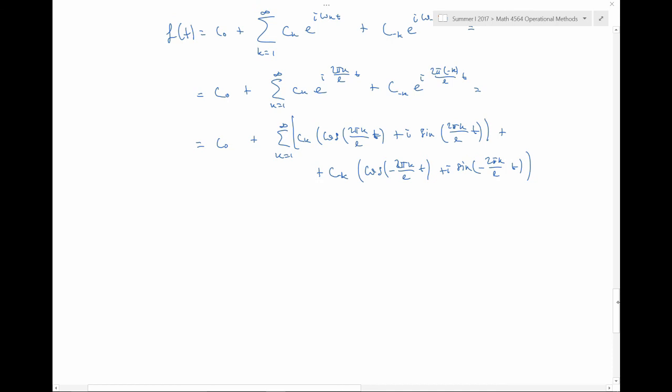Cosine is the even function and sine is the odd function, so I can write it as c naught plus the sum, k goes from 1 to infinity, and then for the cosine I have ck plus c minus k multiplied by cosine of 2 pi k over L t. But for the sines I have the following. I have i, and then I have ck minus c negative k multiplied by the sine of 2 pi k over L t.